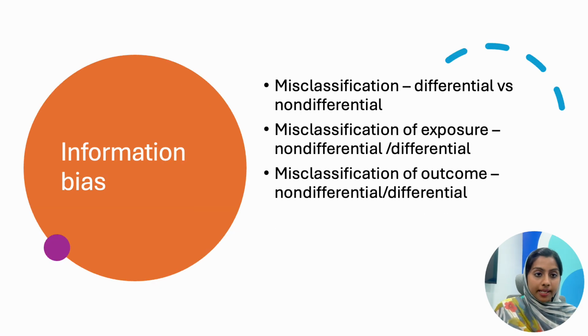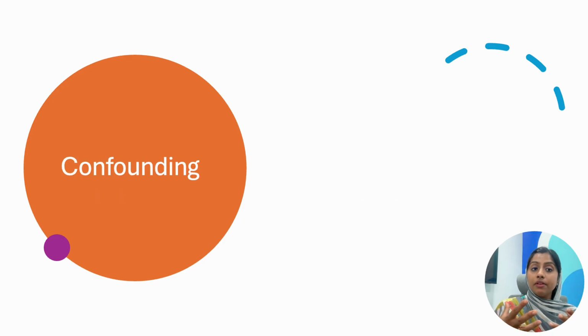Coming to information bias. Information bias is a bias that occurs while you collect the information. Most likely it happens as misclassification. Misclassification is when you classify wrongly. It can be differential or non-differential. Non-differential misclassification is where you misclassify in both groups equally. Differential misclassification, as the name suggests, is where you misclassify in one group and not the other. And confounding is something that we have already dealt with in one of the lectures. If you have not watched it, you can go back and have a look. That can also occur in a cohort study.